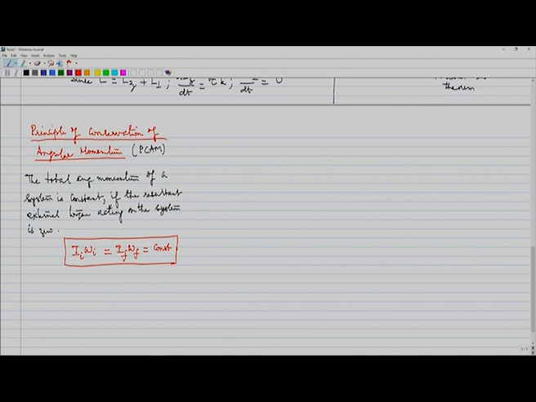Now this conservation of angular momentum is something similar to, a bell should ring, the principle of conservation of linear momentum in the case of linear motion. Just for comparison purposes, I am indicating it. We will do an illustration, a problem.